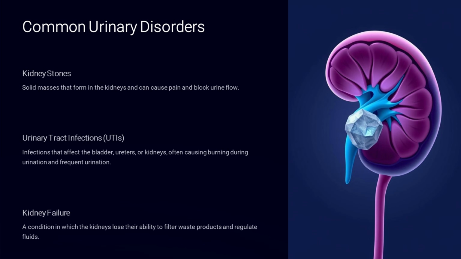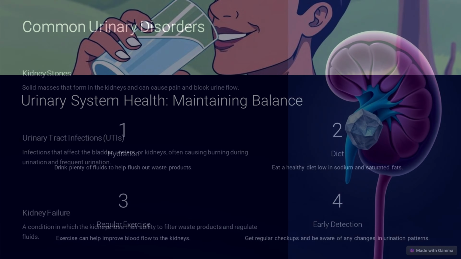Common urinary disorders. Kidney stones: solid masses that form in the kidneys and can cause pain and block urine flow. Urinary tract infections, UTIs: infections that affect the bladder, ureters, or kidneys, often causing burning during urination and frequent urination. Kidney failure: a condition in which the kidneys lose their ability to filter waste products and regulate fluids.